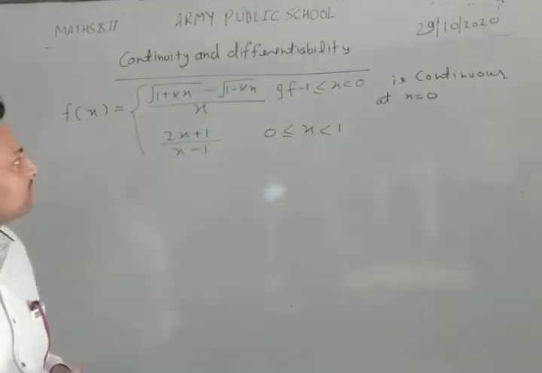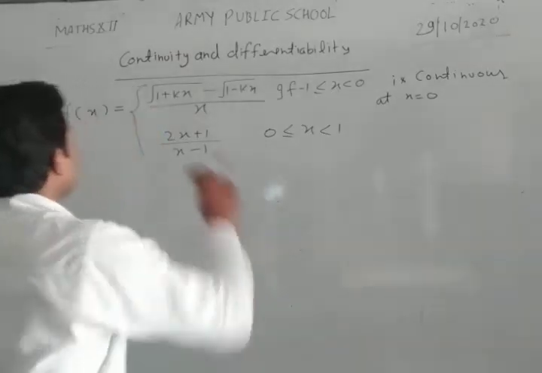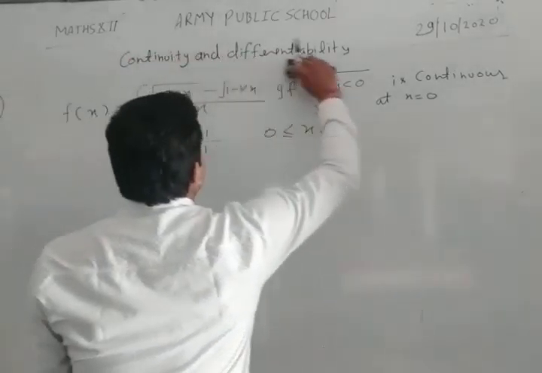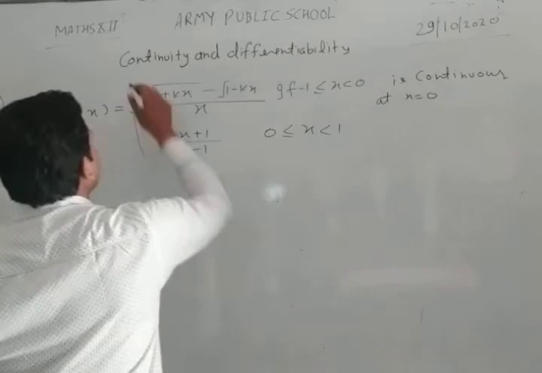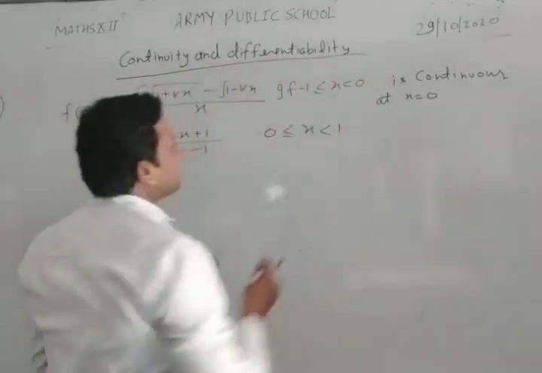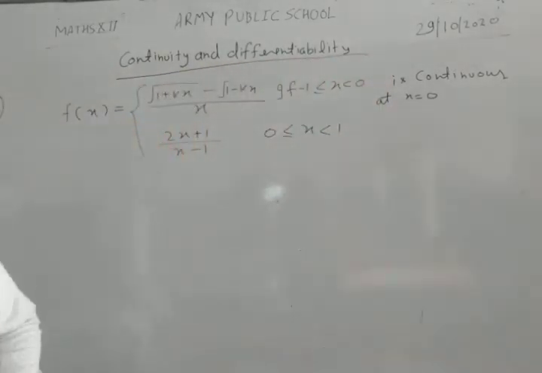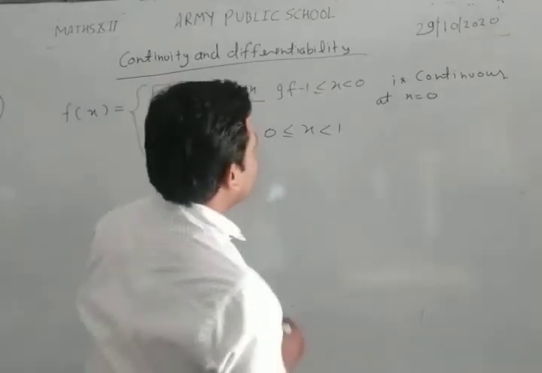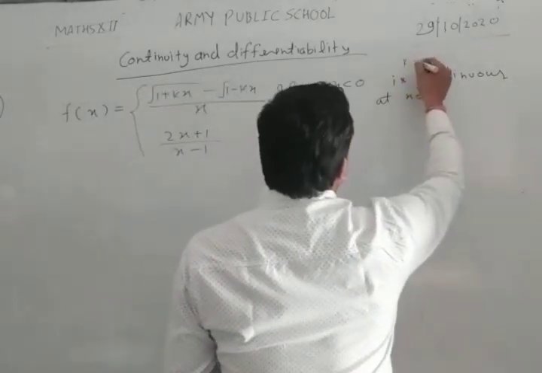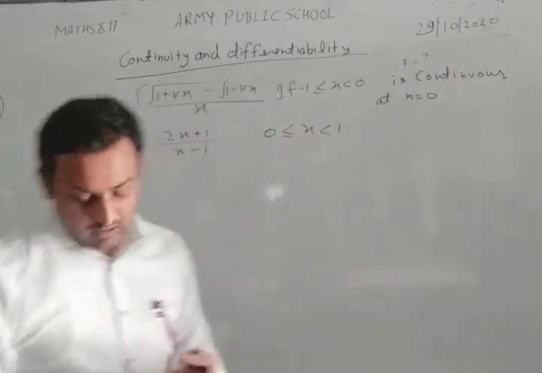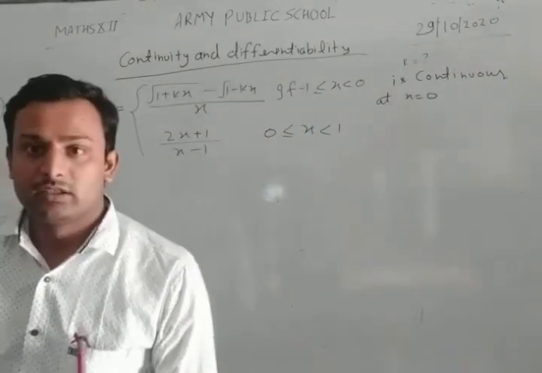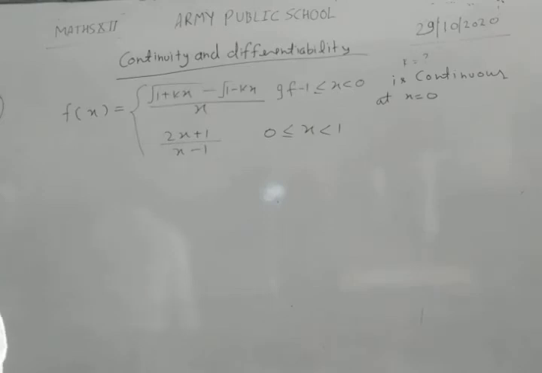We have to prove that this function is continuous at x is equal to 0. Then find the value of k. Sorry, we have to find the value of k in this question, and it is given that this function is continuous at x is equal to 0.